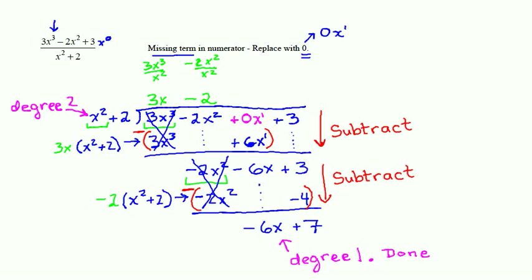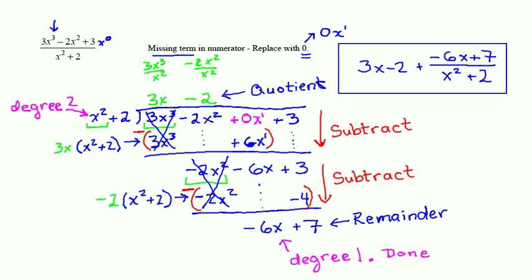It's now time to write my answer in the form quotient plus remainder over divisor. So remember, this expression up here is my quotient. My end result down here is the remainder. It is possible for the remainder to be a whole polynomial rather than just a number. And my divisor, as I mentioned before, is the x squared plus 2. So I'll write my final answer as 3x minus 2 plus my remainder of negative 6x plus 7 over my divisor of x squared plus 2.